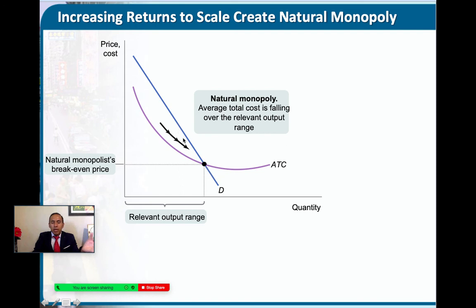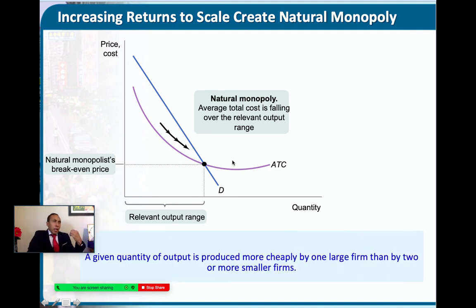If they charge a little bit higher price, then they could still make some profit, but they can probably provide it cheaper than a private monopoly that may just charge a higher price. Sometimes private monopolies do experience low ATCs. Natural monopolies typically have a lower average total cost on average for relevant outputs.